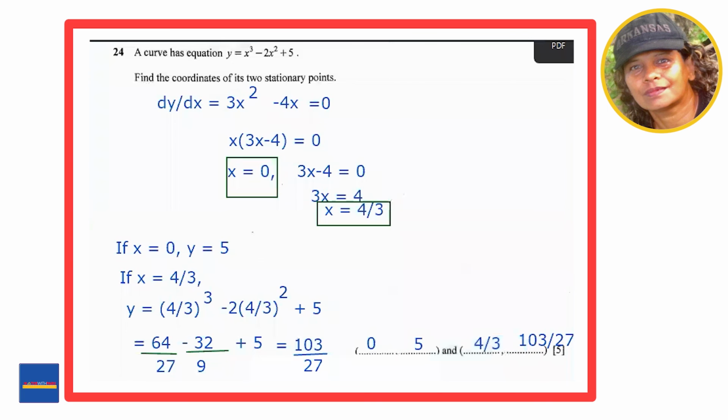Then we have question 24. We have a curve, find the coordinates of stationary points. For stationary points, dy by dx equals 0. So when we differentiate it, we get 3x squared minus 4x equals 0. Then if we factorize it, we have x into 3x minus 4 is 0, x is 0, 3x is 4, x is 4 over 3. If x is 0, we can substitute and y is 5. If x is 4 over 3, we substitute and y is equal to 103 over 27. So we have two coordinates, (0, 5) and (4 over 3, 103 over 27).